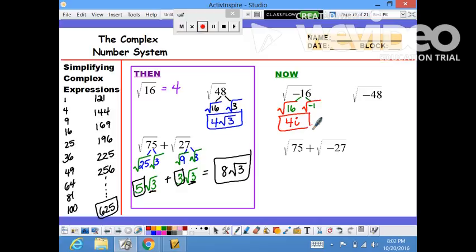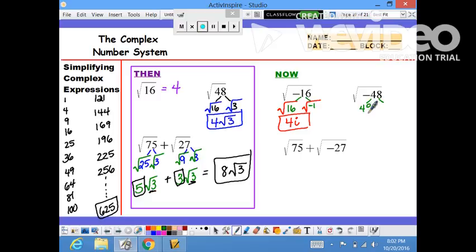Yeah, I know it's a little tricky, but it's something you've got to work with and practice on, because that's going to come up in quadratic equations pretty soon. All right, again, the square root of negative 48. Well, let's break it down. Let's take out that negative 1 first.